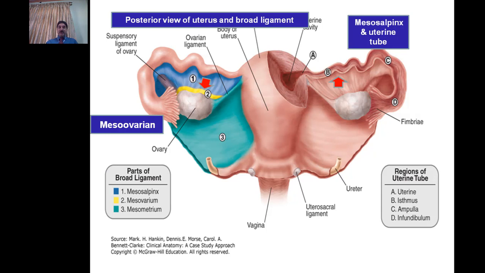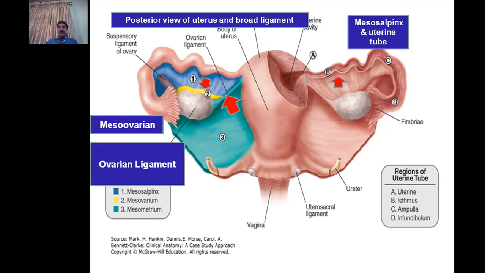Mesoovarium is part of the broad ligament that encloses the ovary. Mesoovarium originates from the posterior layer of broad ligament and encloses the ovary. So ovary is attached to the posterior layer of the broad ligament by a double-layered fold of the peritoneum called mesoovarium. Ovarian ligament attaches the ovary with the lateral wall of uterus. It is enclosed in the posterior layer of the broad ligament.